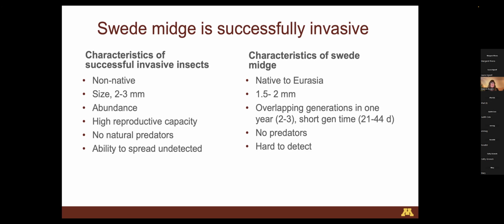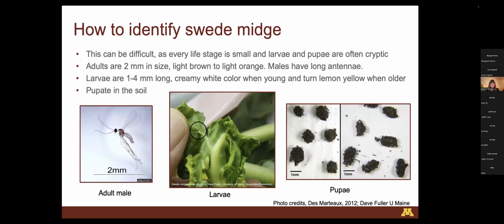Successful invasive species lack natural predators. That's the case for Swede midge. We don't have any real biological control we can depend on, and I'll talk about that as we go on. And then there's the ability to spread undetected. This is related to small size, but also Swede midge is cryptic. It's hard to detect in almost any of its life cycles. As an adult, it's very small, a delicate fly, hard to see. Larvae feed within the plant material and are very cryptic. And then the pupae develop in the soil, and they're hard to see there too. So we'll look at what these look like here.